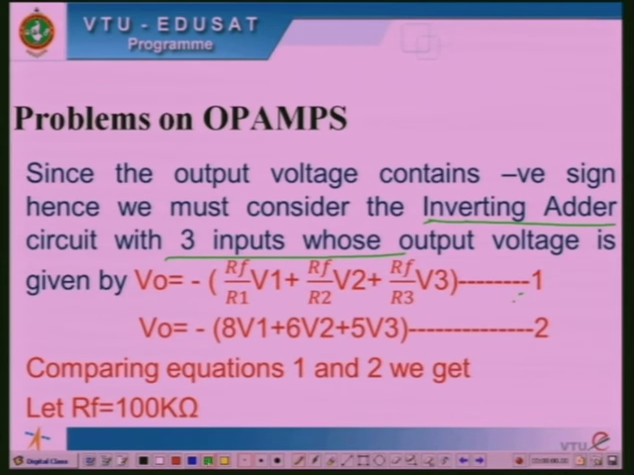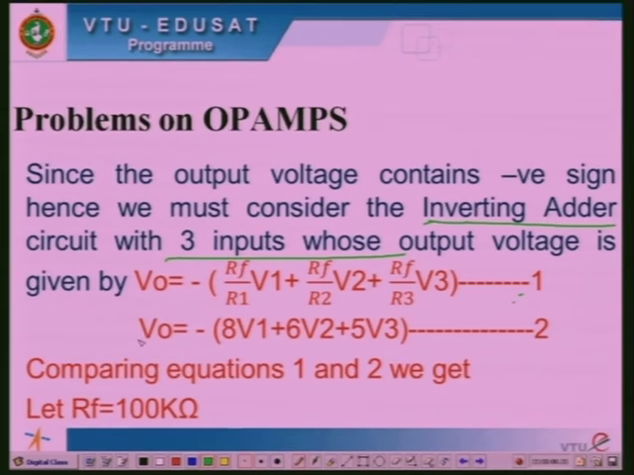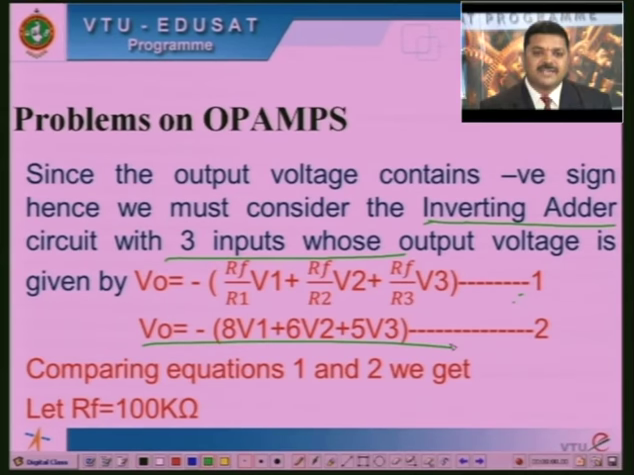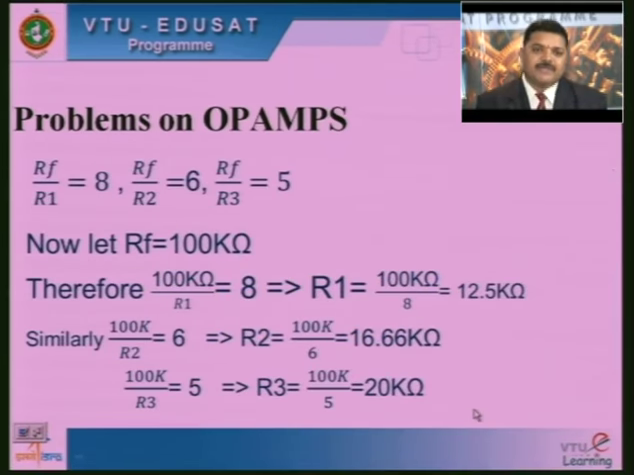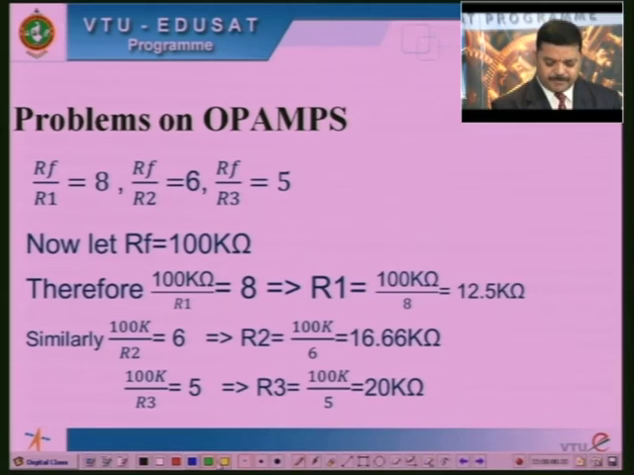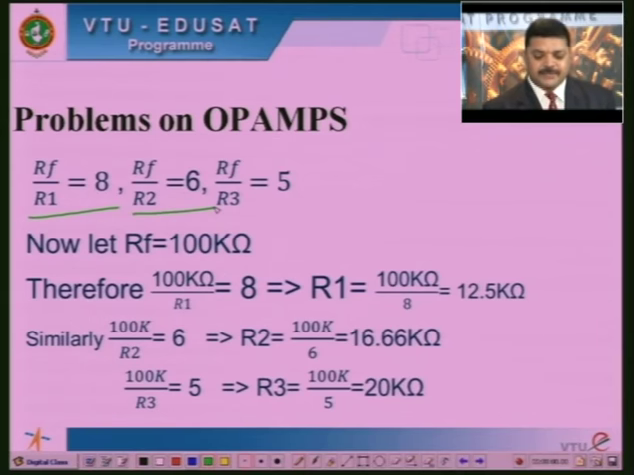So, here V naught is given by this expression: minus of 8 V1 plus 6 V2 plus 5 V3. Just compare equations 1 and 2. Comparing equations 1 and 2, we will see what we get, right. As I told you, we get the Rf by R1 value, which is found to be 8 in this case, Rf by R2 is found to be 6, and Rf by R3 is found to be 5.